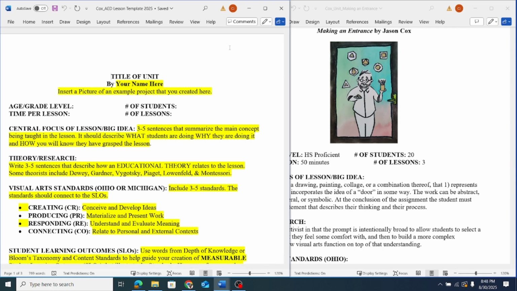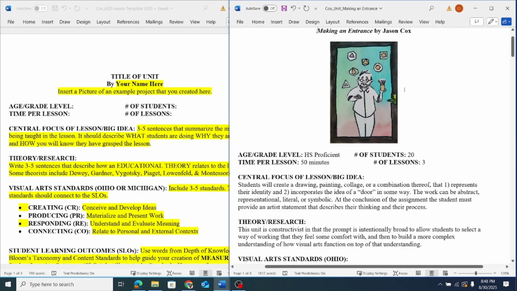Hey there, welcome to the introduction, really, to the art education unit plan. I'm going to give you an example, and I'm also going to talk through what's on the unit plan itself. You can see my example over here is the making an entrance unit. This is the same one that you're doing, but here it's been reimagined as if it was for high school at a proficient or what we might think of as a beginning level.